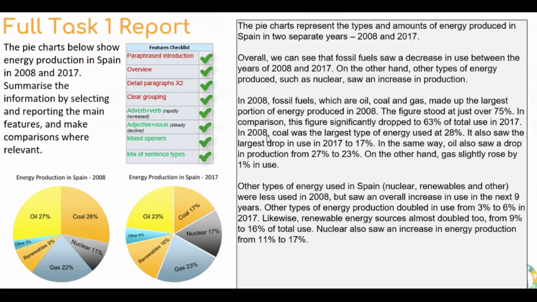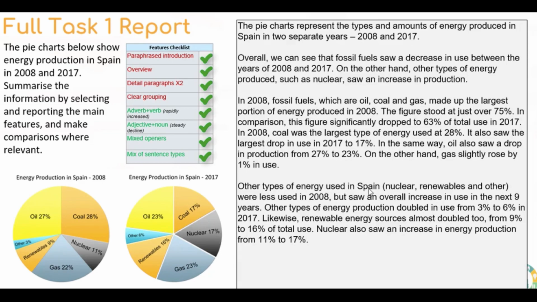In 2008, coal was the largest type of energy used at 28%. You can see that I'm really being specific about details and times. It also saw the largest drop in use in 2017 to 17%. In the same way, oil also saw a drop in production from 27%, which is here, to 23%. And I've got this opener, which I like. On the other hand, gas slightly rose by 1%.